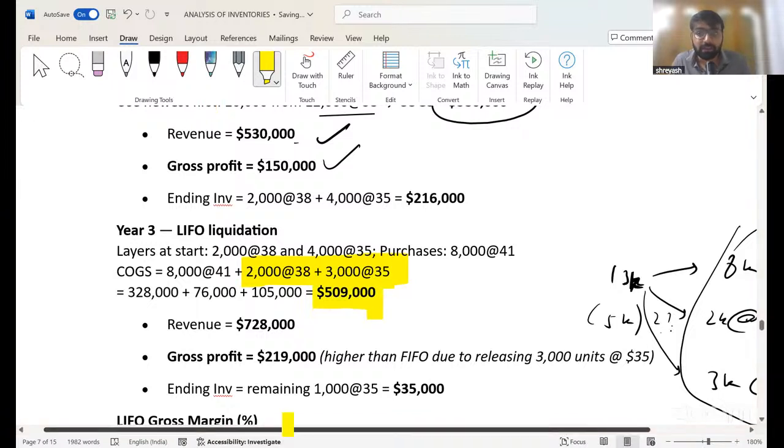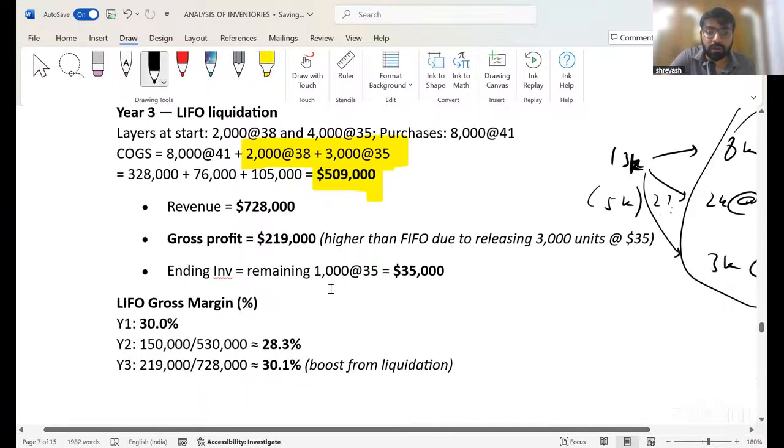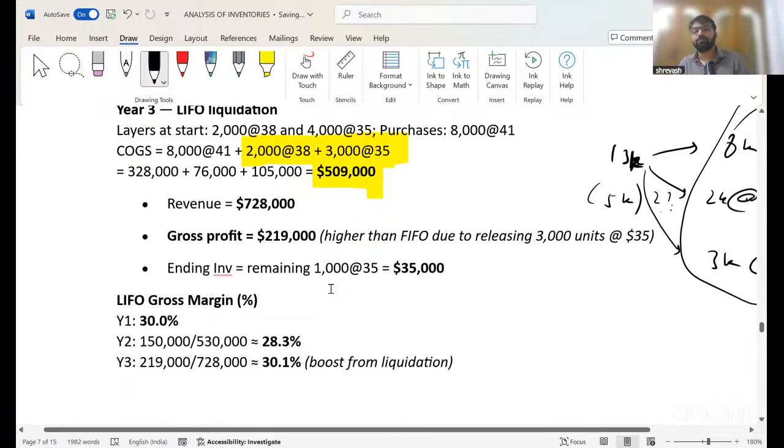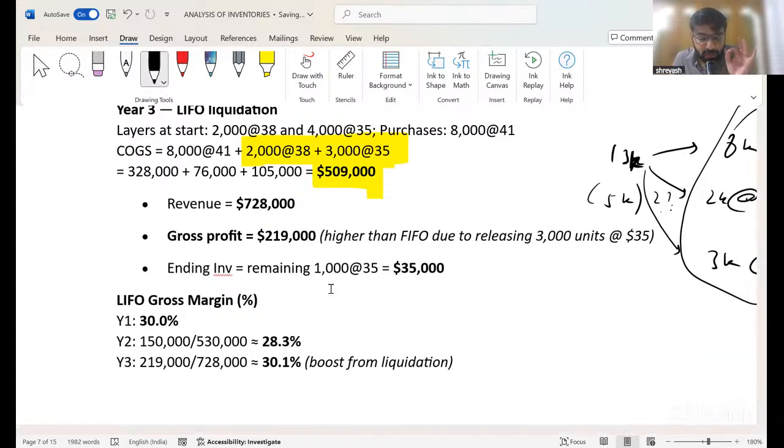And ultimately, in the third year, if the COGS is lower, your gross profit will be more, unlike what we have been studying so far. And if the profit is more, your gross profit margin goes up because of liquidation. Why is it called liquidation? Why is the method called liquidation? Because your purchases have gone down.